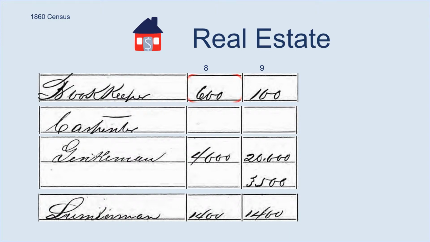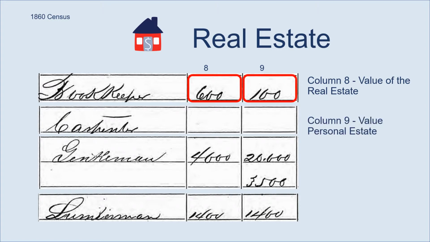Real estate. Column 8 gives the value of the real estate. Column 9 gives the value of the person's personal estate. Here are some other values from the same page. Notice that the man who is listed as a gentleman, his wife also has personal real estate.